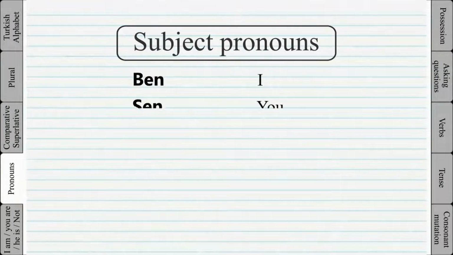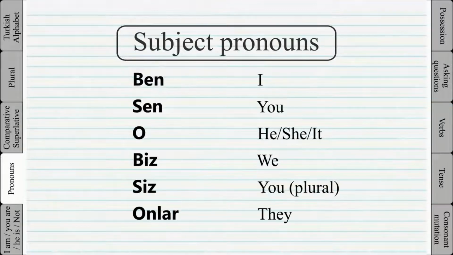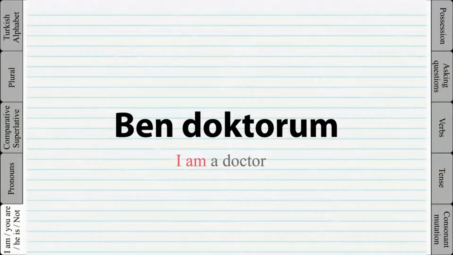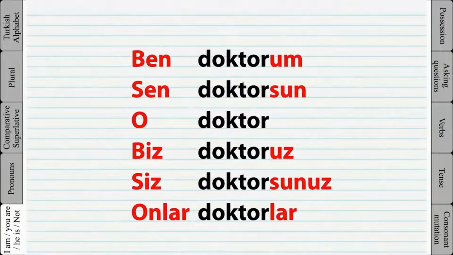Pronouns. Ben, sen, o, biz, siz, onlar. In Turkish, when we use the subject pronouns, we should also attach the personal endings for that pronoun. For example, I am a doctor. The personal ending for the pronoun I is this. Because every personal ending is different, it is possible to omit the subject pronoun and keep the personal endings only.